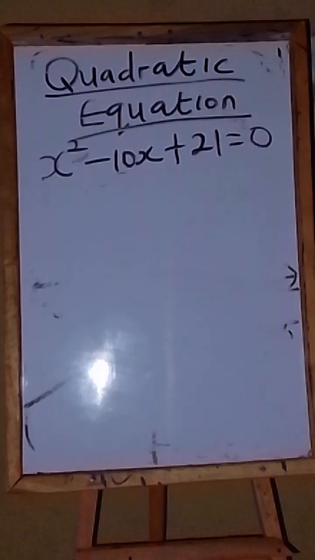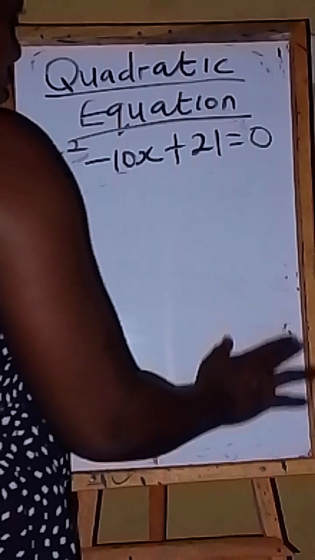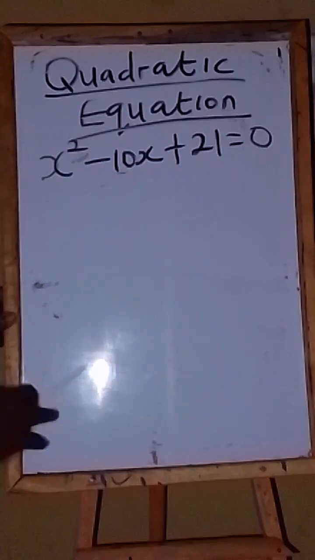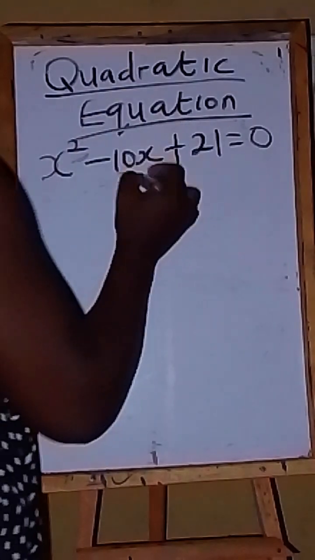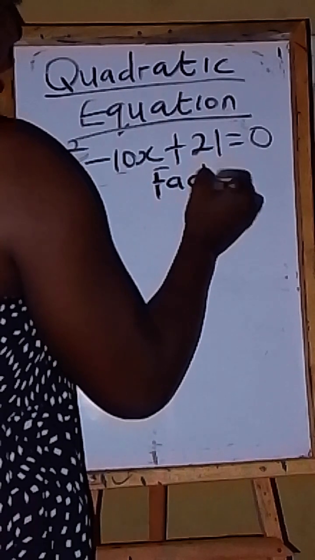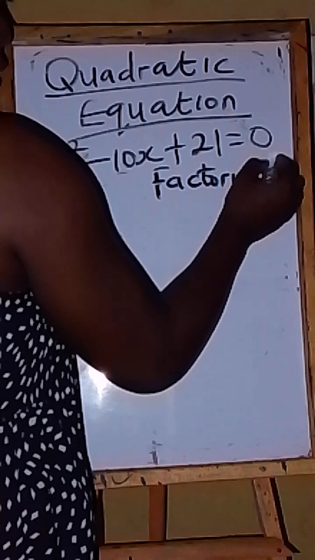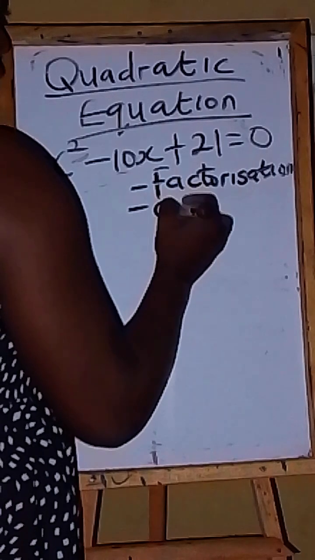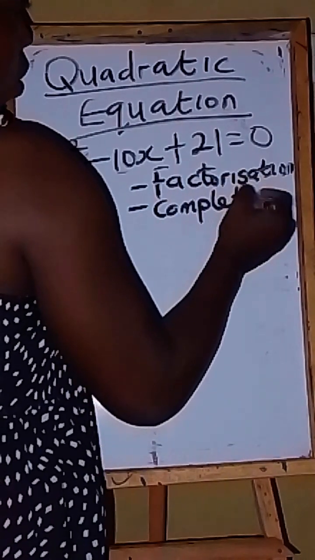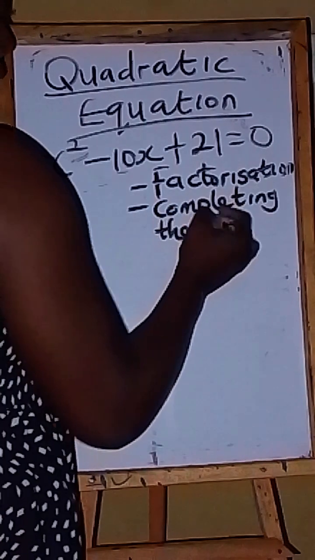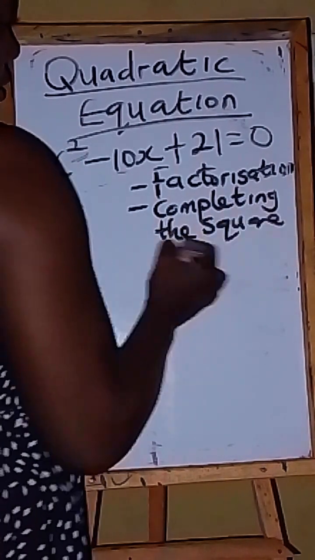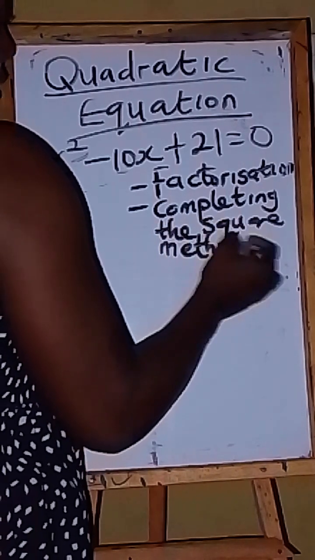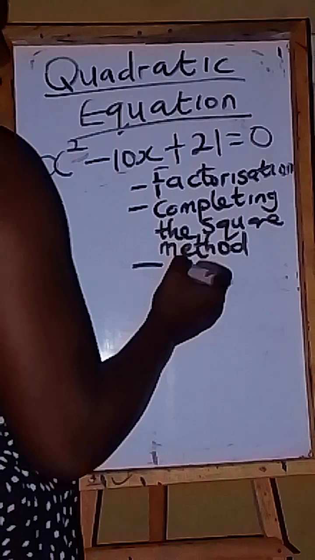So in quadratic equation, you can use 4 methods. We have 4 methods for solving quadratic equation. Number 1, factorization. That's the first one. The second one is completing the square method.